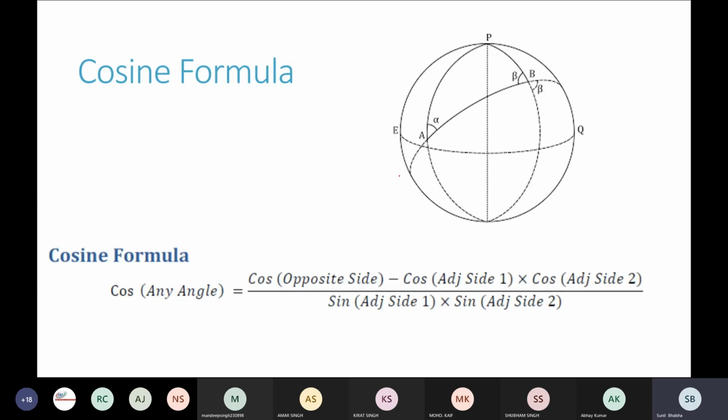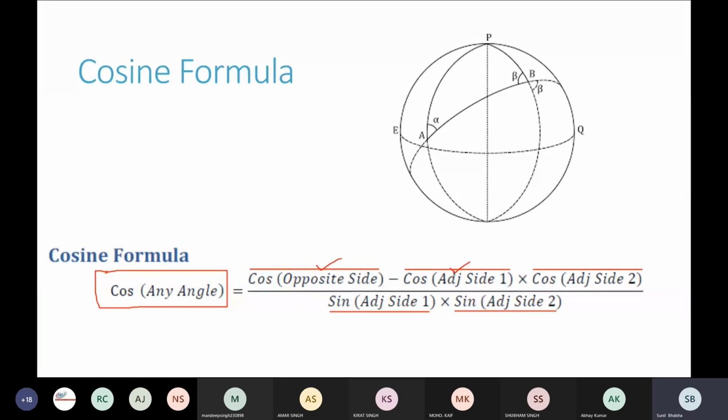The first formula is the cosine formula. So what is this cosine formula? You can see this on the screen right now. Cos of any angle in this triangle is equal to cos of opposite side minus cos of adjacent side 1 multiplied by cos of adjacent side 2, whole divided by sine of adjacent side 1 sine of adjacent side 2. So how do we understand this formula? What is opposite side? What is adjacent side?